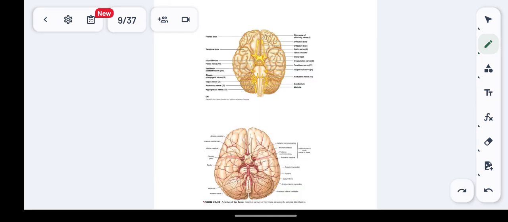So this is the diagram. We have to focus on both, because we have to keep both arterial supply and cranial nerves in mind, so we can differentiate between the syndromes. So now coming to proper syndromes.